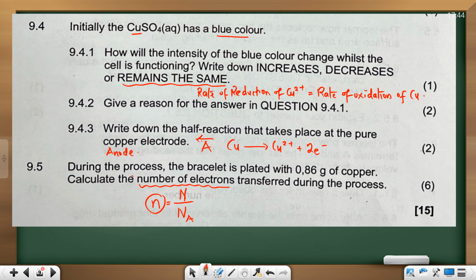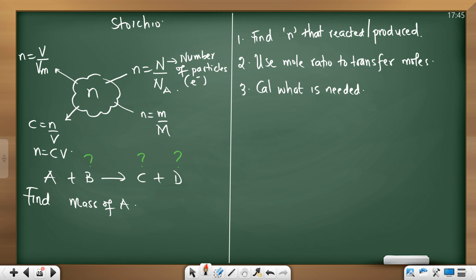Wait, if they give us the number of moles here, don't you see that we are done? But what did they give us? They said it's plated with what? 0.86. So they're giving us copper as our point of reference. All we need to do is to calculate the number of moles of copper that was plated. Use mole ratio. We are done here. Check this, 6 marks. It's as if you are writing your name.